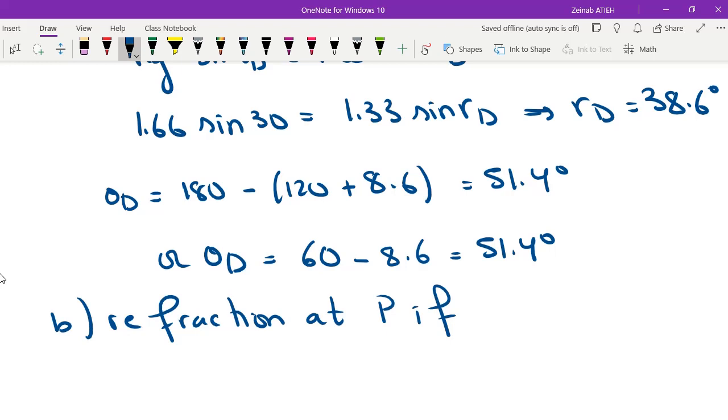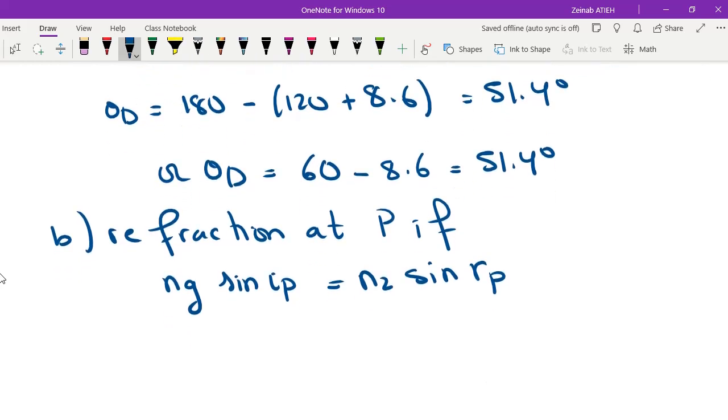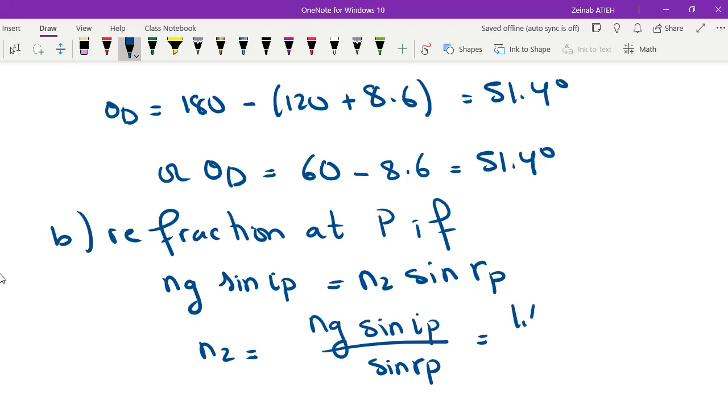there is refraction, I apply Snell's law. From the glass we have n glass sin IP. The IP we all know, it's constant and nothing changes except the index of the water. The angle of incidence at P is still 60, nothing changed but the index. That's all. It equals N2 sin RP. So N2 in general is equal to n glass sin IP over sin RP. IP is 60. I did not change the conditions of the problem, only the index of the water. The index of the glass is 1.66, IP is 60, over sin RP.